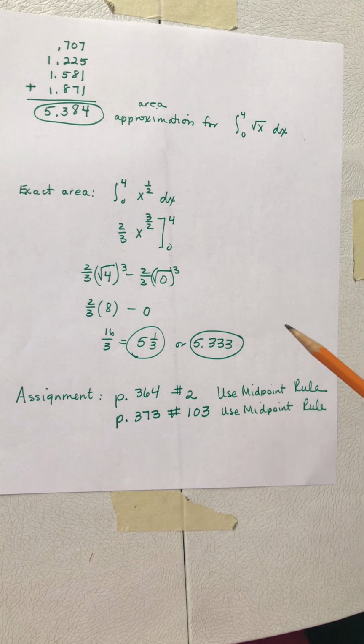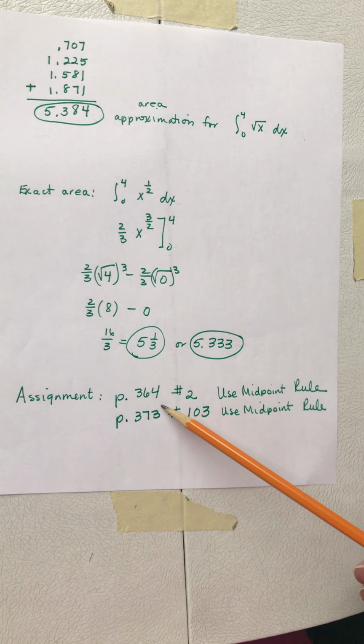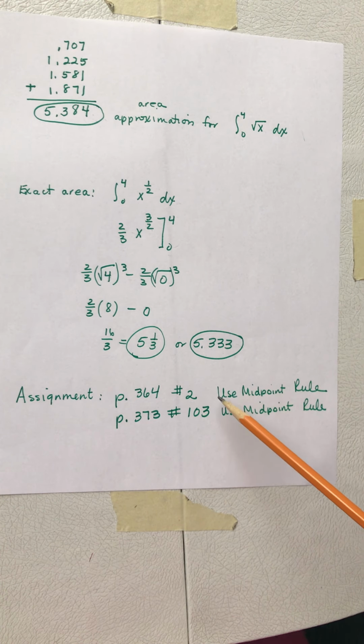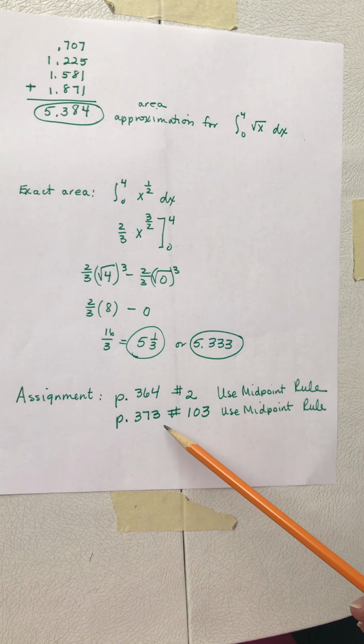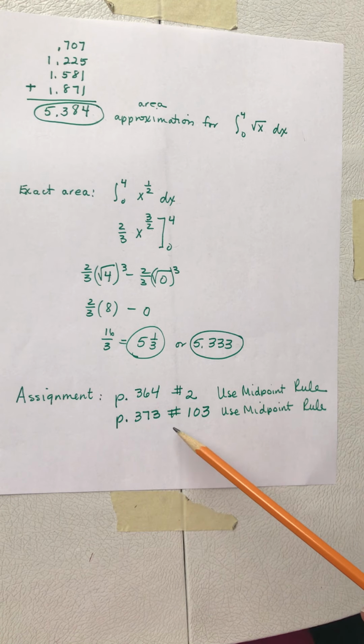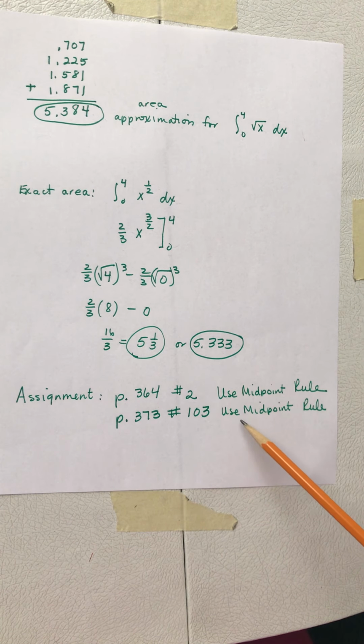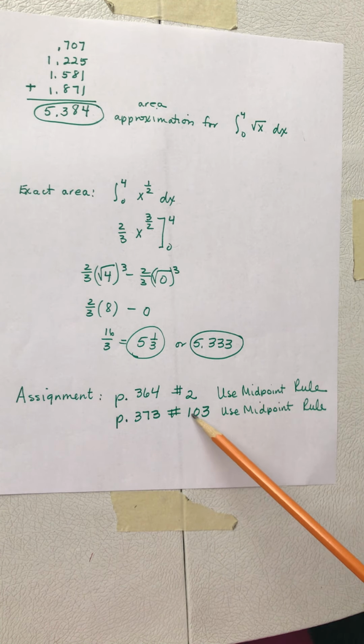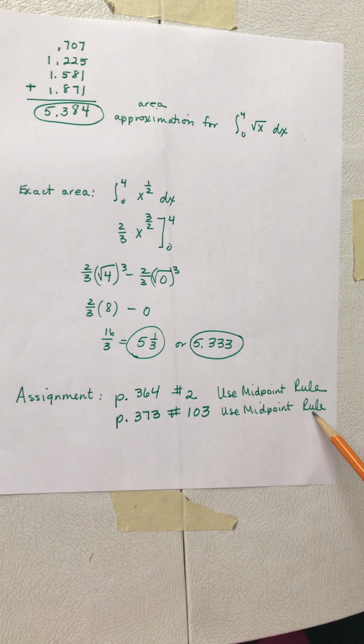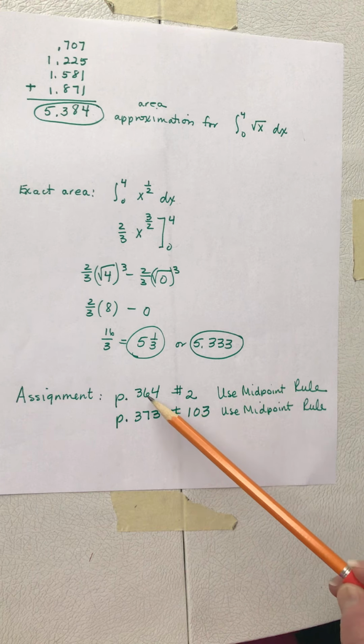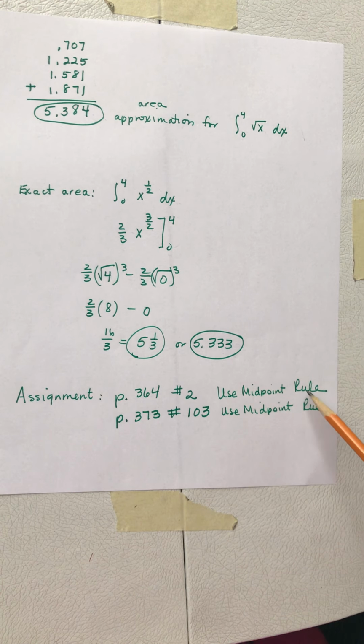So I have 2 problems for tonight. One is page 364, number 2. Forget their directions, just use the midpoint rule to find the area under the curve, an approximation for it. And then I have one on page 373. It's in the review assignment. It's number 103, use the midpoint rule. Actually, that one, number 103, is easier, so you might want to do that one first and then go back and do the one on page 364.